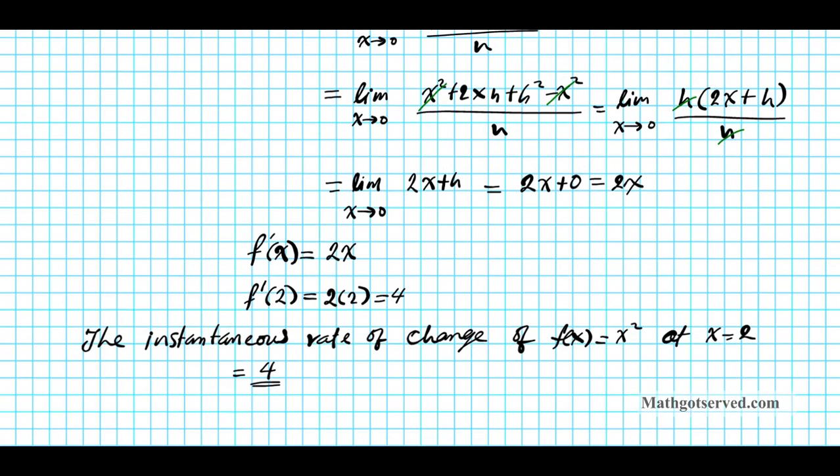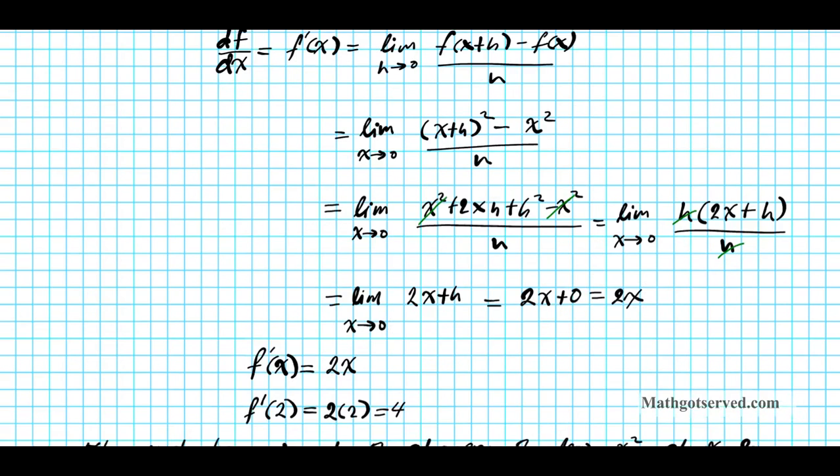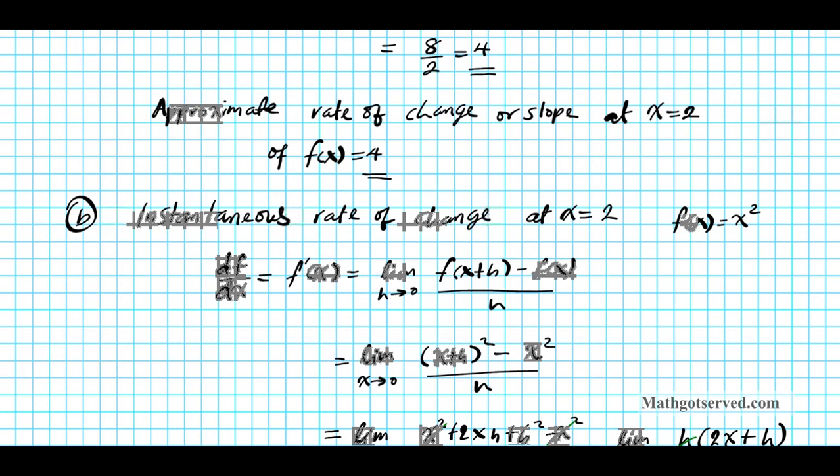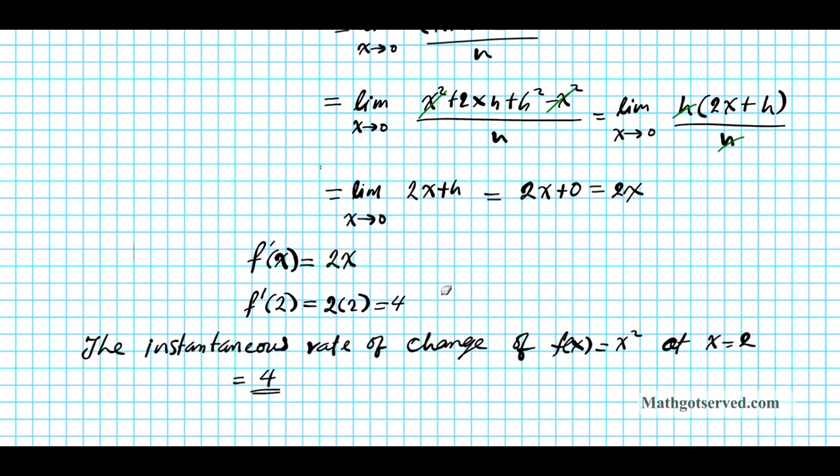Okay, this is a coincidence. In this case, the approximate and the instantaneous rate of change are the same. So this is a perfect approximation. But it's not always the case, okay? So don't always expect that the slope of the secant line matches the slope of the tangent line. In some cases, that's the case. In other cases, the approximation is terrible, but the instantaneous rate of change tells you exactly what the slope is at the particular point. All right, so there you have it.